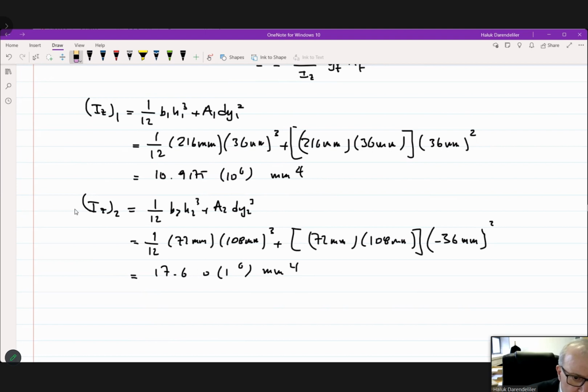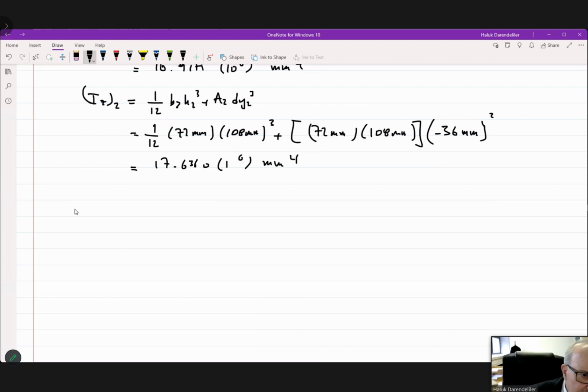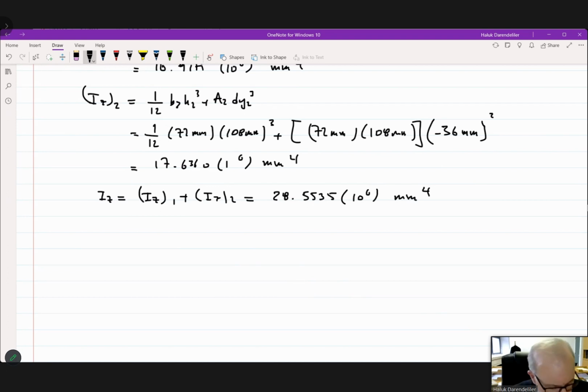Of course, I am looking for the moment of inertia for the whole cross-section, which means we just add these two. I wrote this in a bit of detail. Iz, we expect you to know these, friends, don't forget. The total moment of inertia, with this composite approach, is the sum of these two, and that is equal to 28.5535 times 10 to the power 6. So this is the total moment of inertia of the cross-section. Now, look at our equation. We need what?